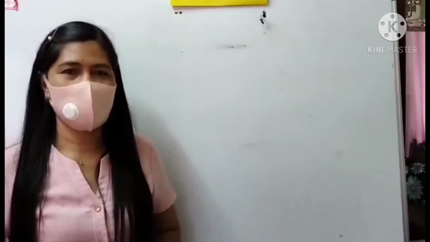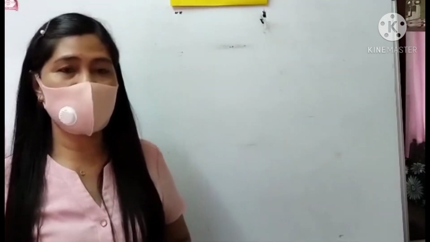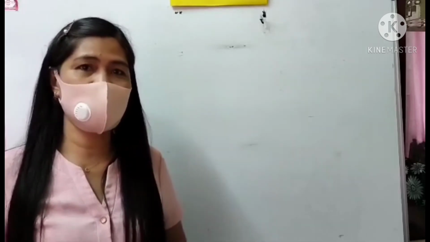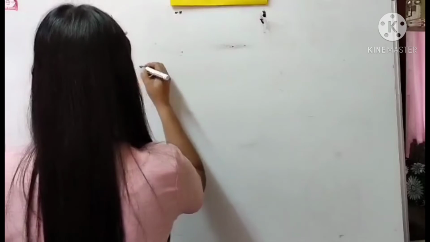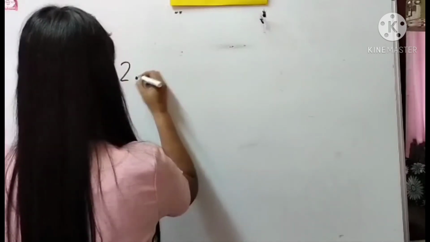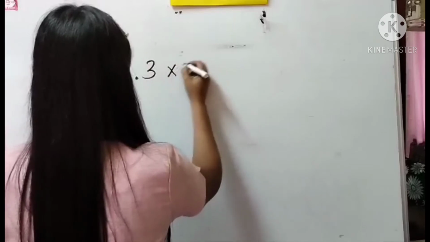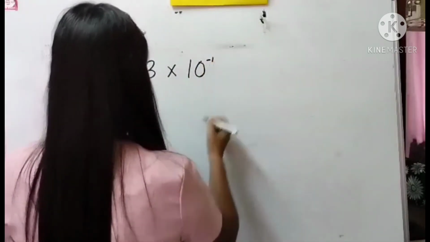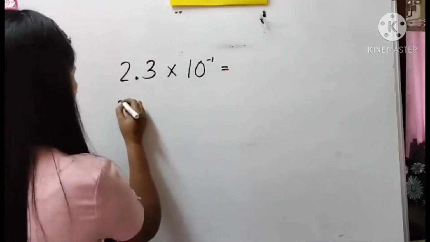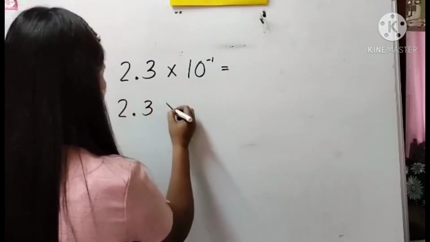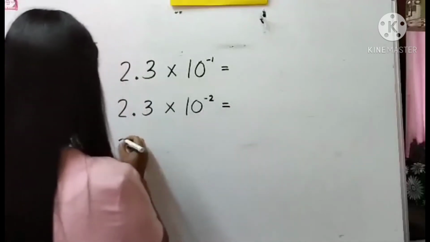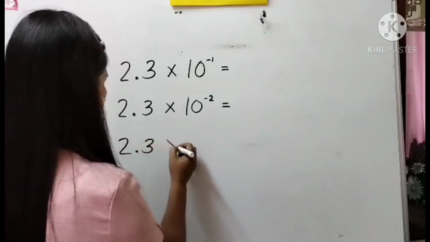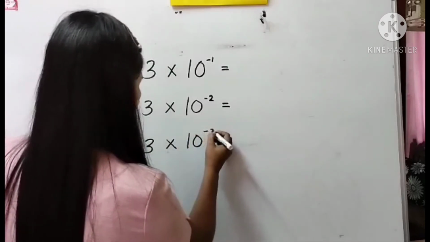Okay, so it can be done also using negative exponents. A negative exponent indicates the number of times you are going to move the decimal point to the left. So let's take the following examples. We will multiply 2 and 3 tenths times 10 raised to the negative 1. Next, 2 and 3 tenths times 10 raised to the negative 2. Then 2 and 3 tenths times 10 raised to the negative 3.